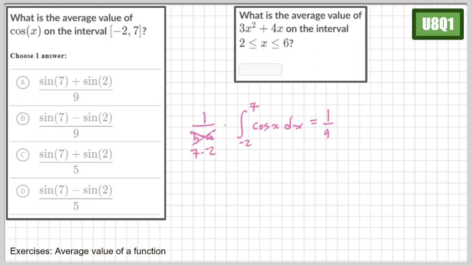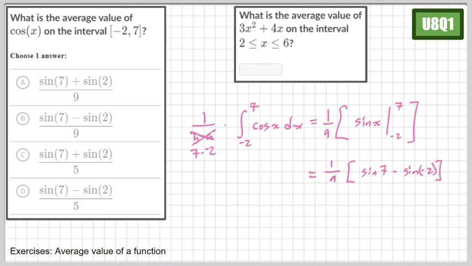And then over here, we would have the antiderivative of cosine. What is the antiderivative of cosine? It is sine x, and then I'm going to plug in the 7 and the -2. Now I'm doing an extra step here. I usually would skip that step, and I would go straight to this. I would say sine of 7 minus sine of -2.